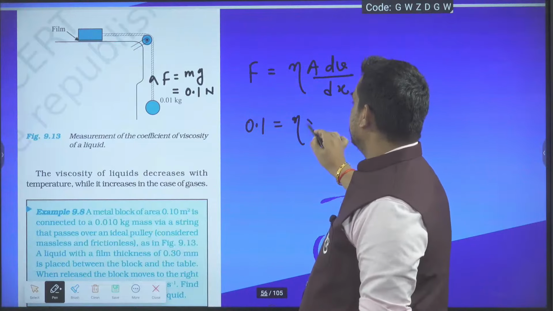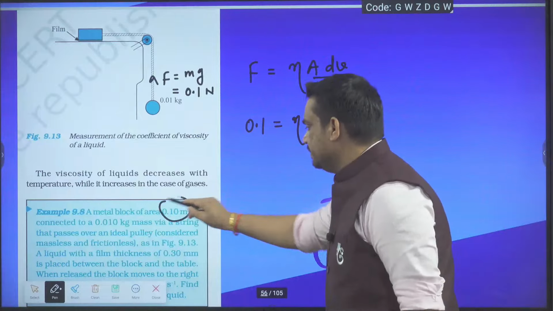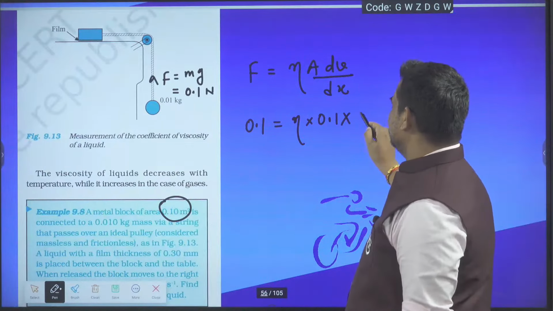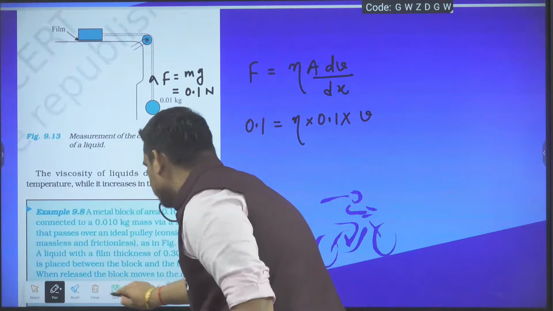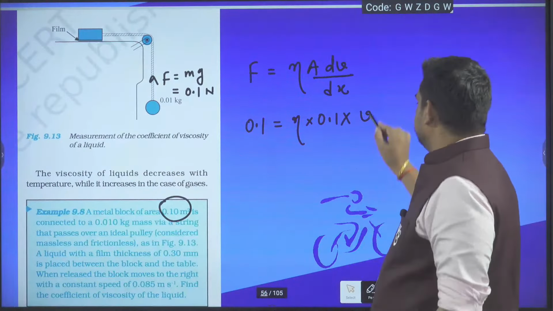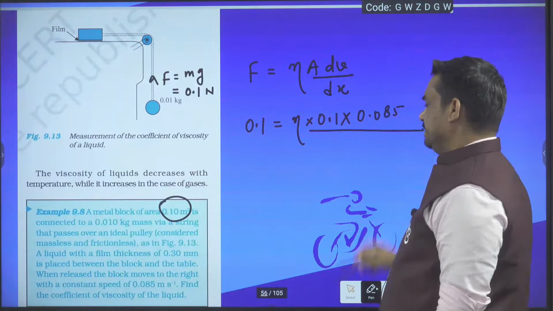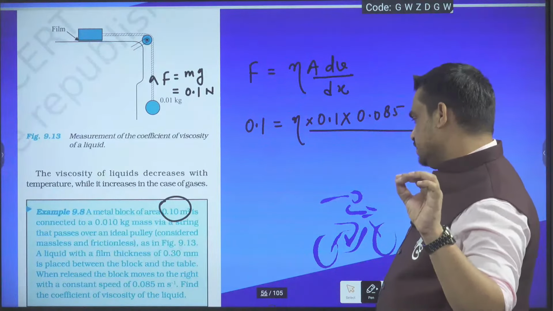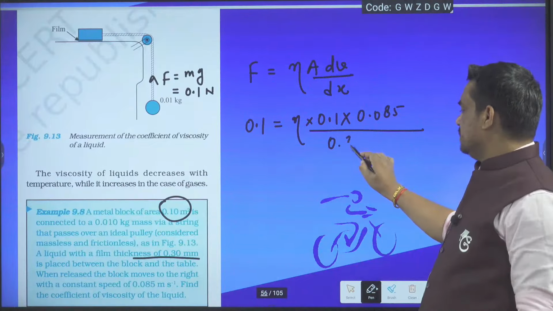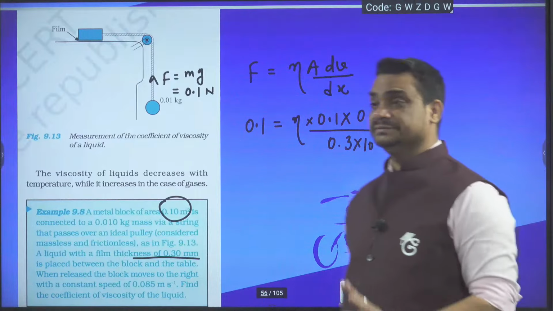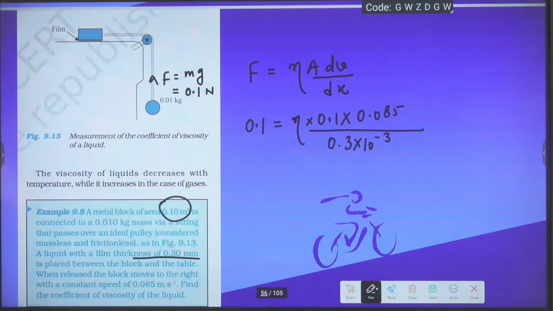Eta we have to find. Area we can write, I think area is given here. This is 0.1. Okay, so area 0.1. dV is the relative velocity, whatever is given. It is given in this one. Velocity is 0.085, divided by the thickness. What is the thickness here? It is given: liquid filled with a thickness of 0.3 mm. So 0.3 mm means 10 power minus 3. Can we get the eta value here? Is it possible to get the eta?